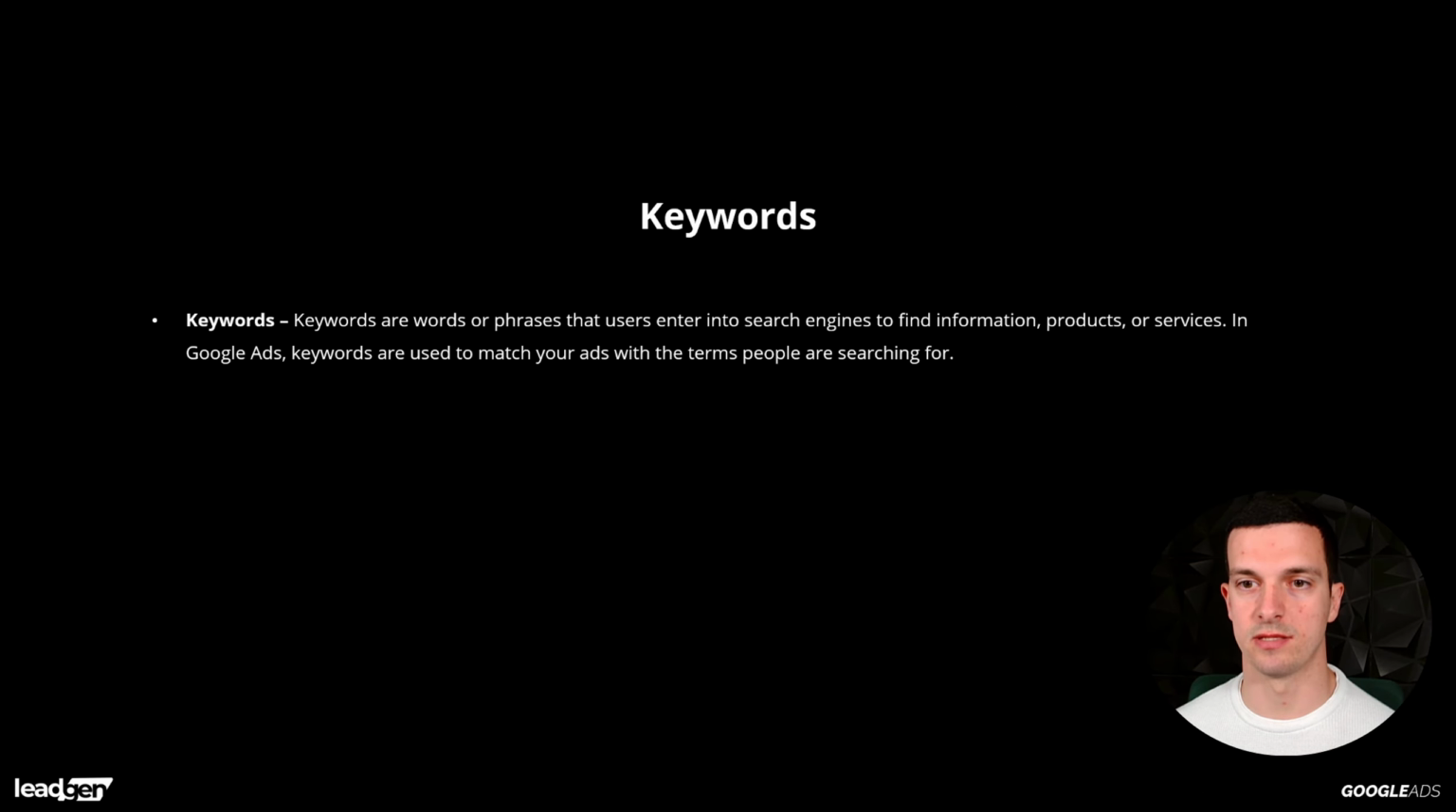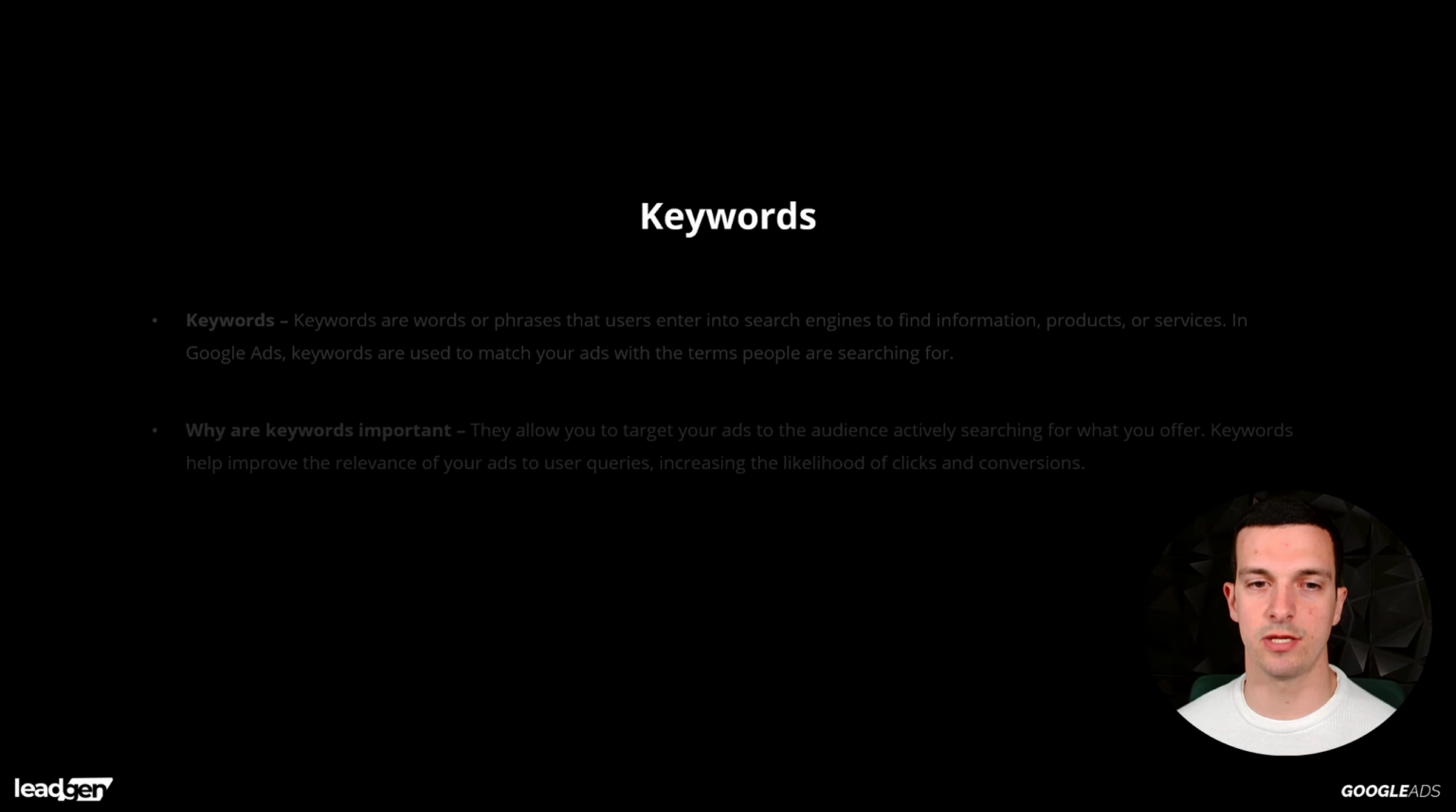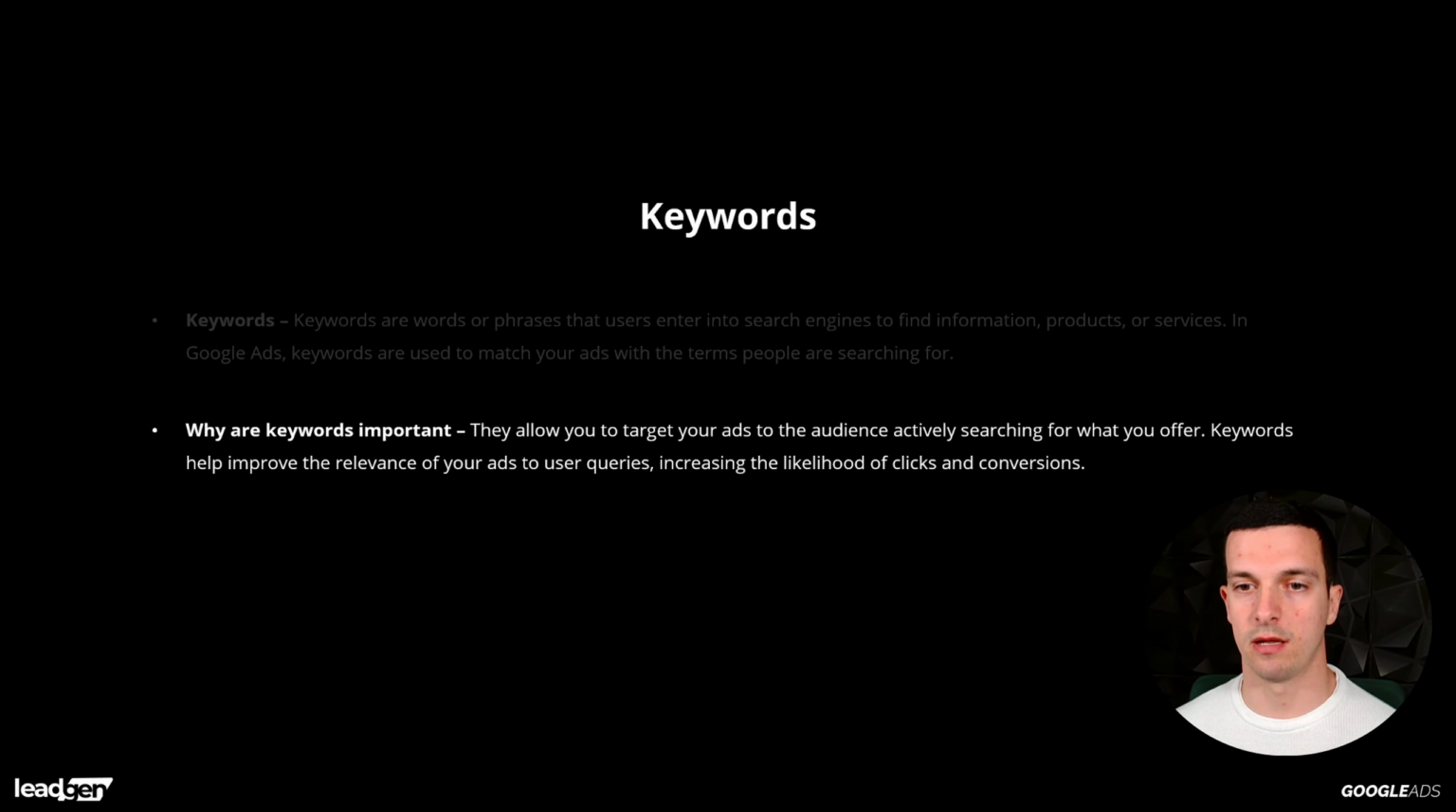Keyword research. Keywords are words or phrases that users enter into search engines to find information, products, or services. In Google Ads, keywords are used to match your ads with the terms people are searching for. As I mentioned before, we're gonna be targeting keywords and we're gonna do the keyword research process, find relevant keywords, and we're gonna be bidding on those to show our ads and drive people to our landing page. Why are keywords important? They allow us to target your ads to the audience actively searching for what you offer. Keywords help improve the relevance of your ads to user queries, increasing the likelihood of clicks and conversions.